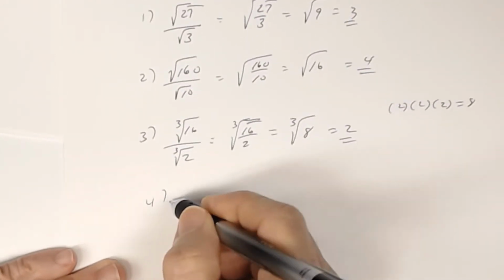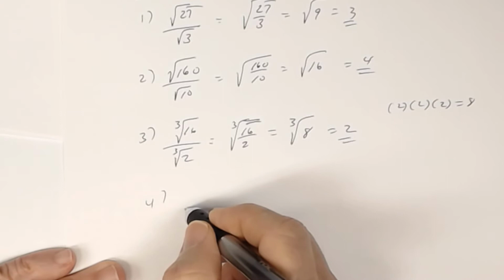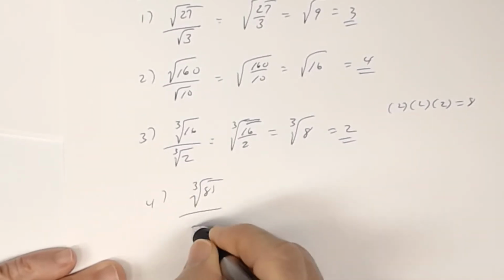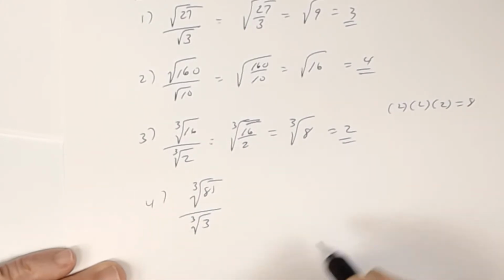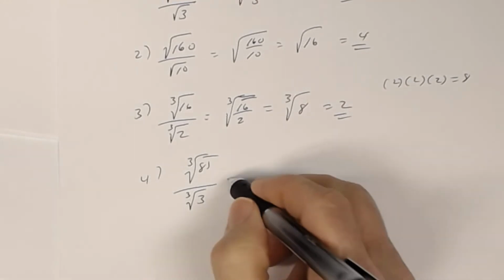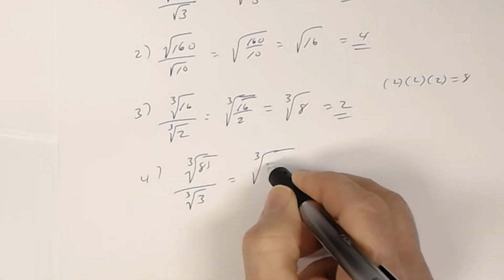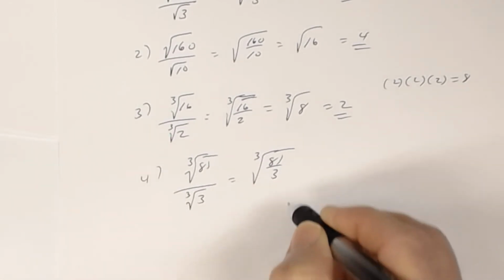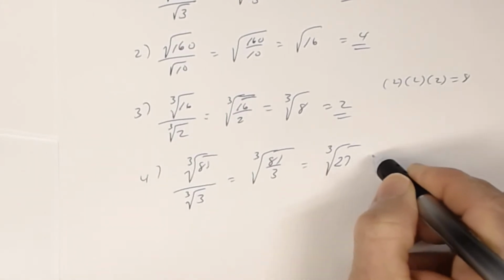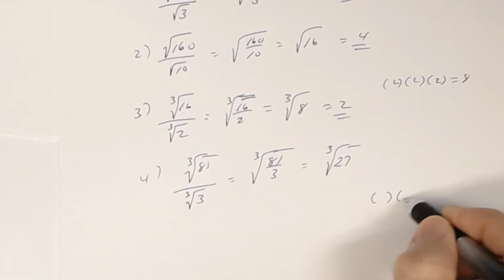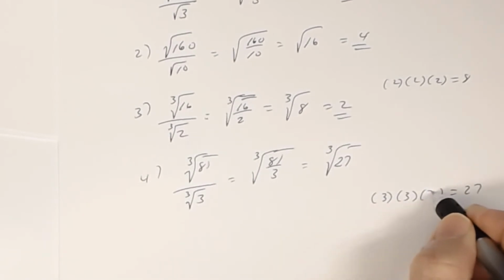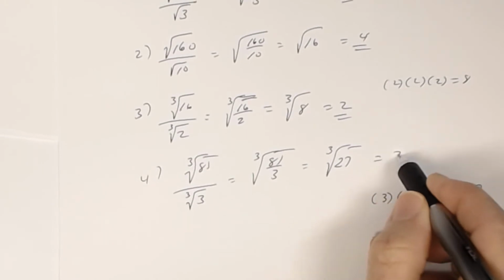Number 4, you have the cube root of 81 divided by the cube root of 3. So again, the indices are the same. So I can write this as one cube root, 81 divided by 3. And 81 divided by 3 is 27. And so I have the cube root of 27. And notice the cube root of 27 means what times itself 3 times is 27. So 3 times 3 times 3 is 27. So the answer is 3.